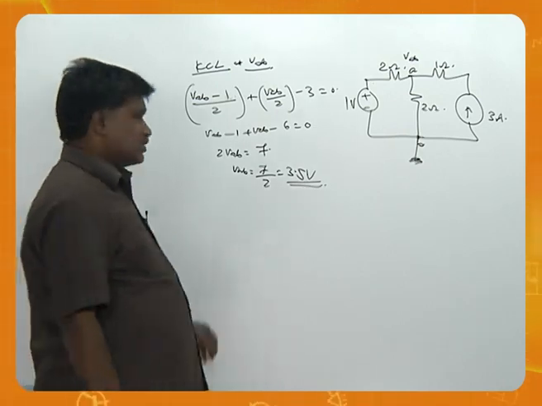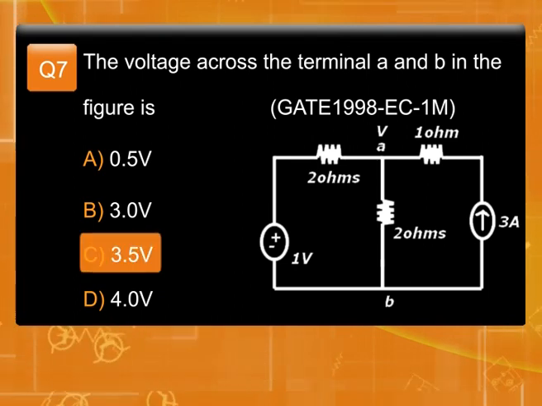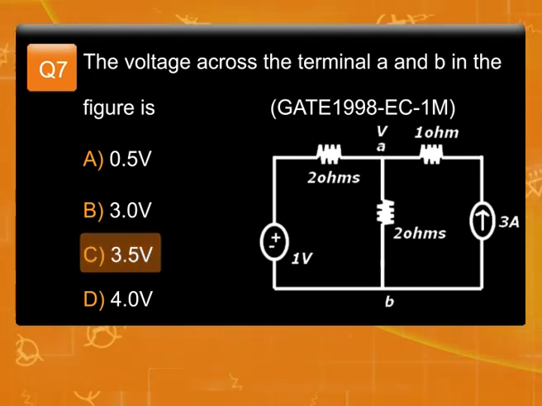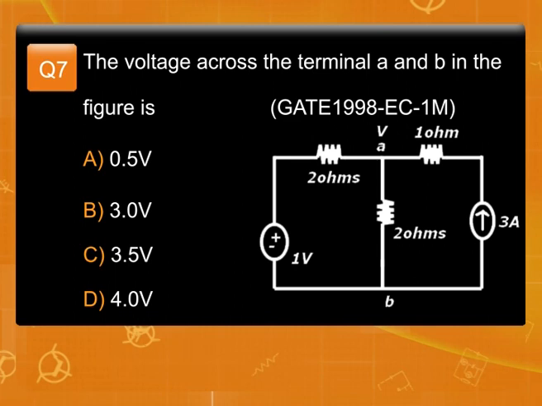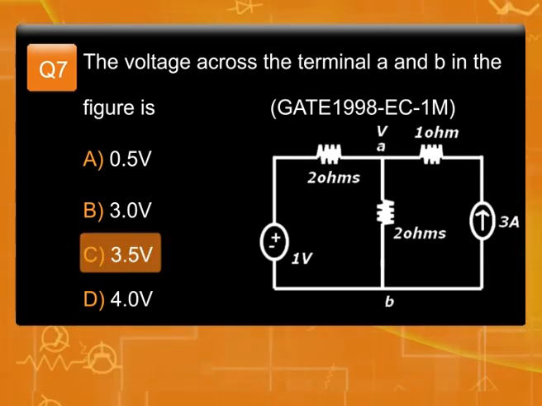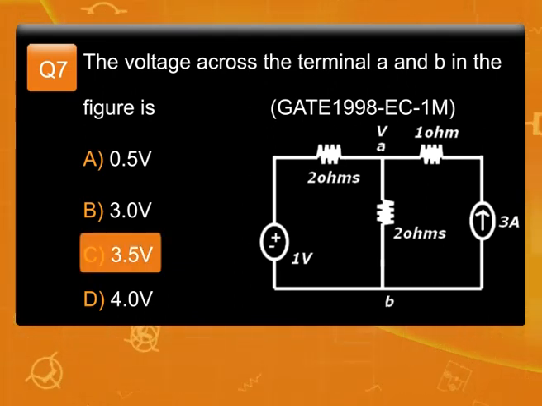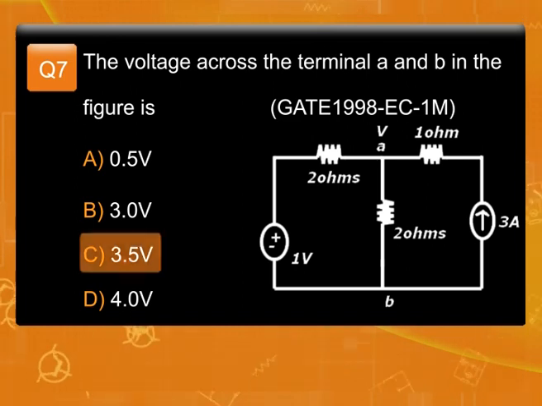3.5 volts. That's the option we have. And the solution, therefore, let's see the option there. Yes, C. C is the option given to us. This is a very simple solution. Like this, Kirchhoff's law gives you very small, 1 mark, easily you can achieve.